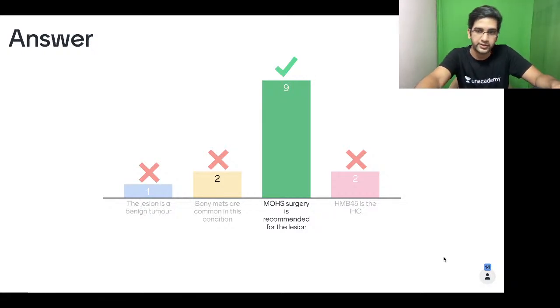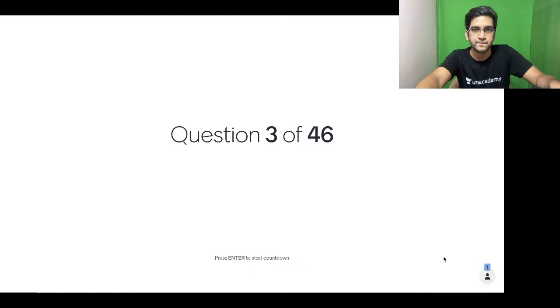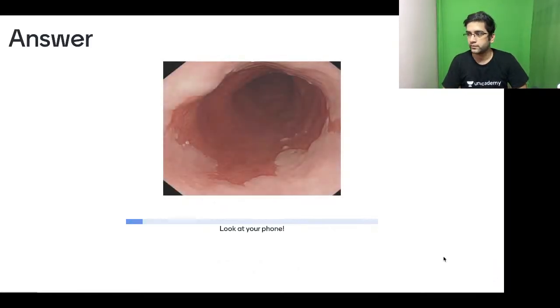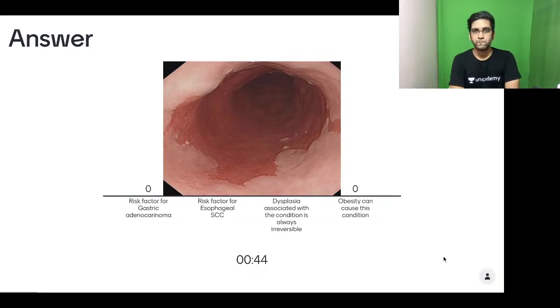Okay, great. 9 of you got the correct answer. Fine, the polls keep shifting every time, fine. The next question. The simple image, read all the 4 options carefully and write the answer. If you're not able to pick up the image, the clue is that it's an endoscopic image of an esophagus.